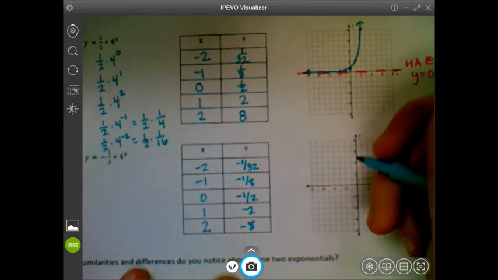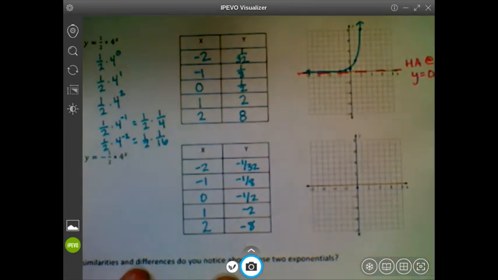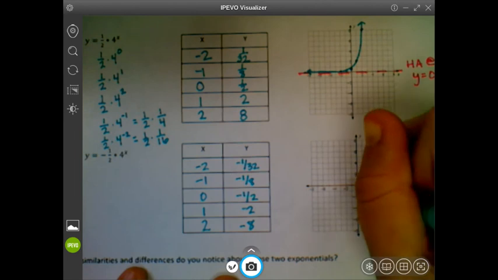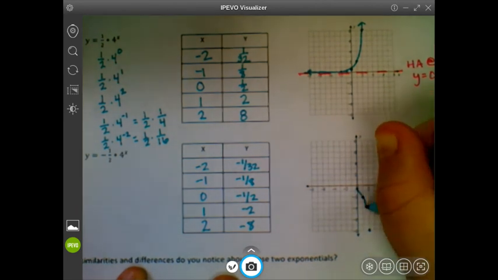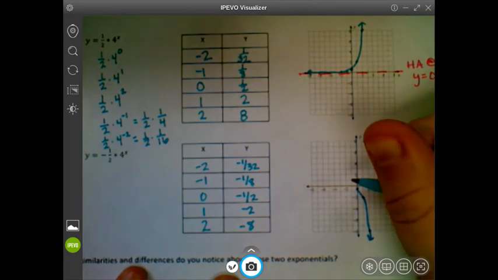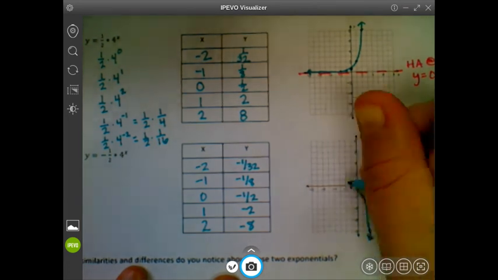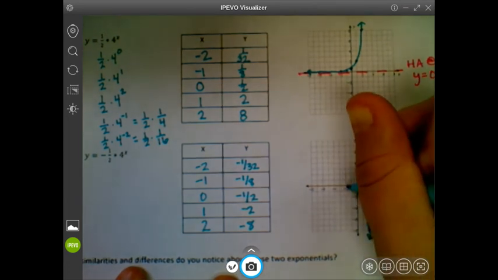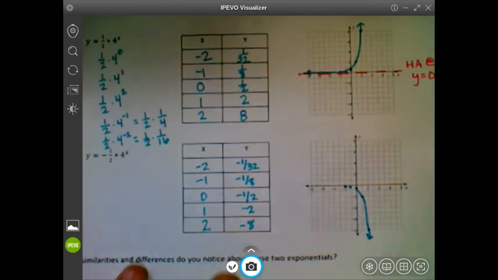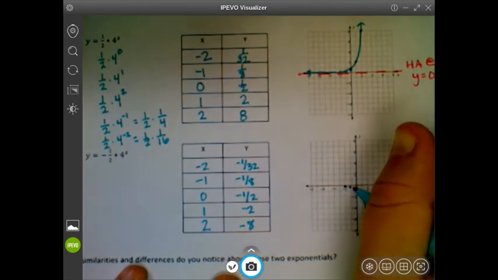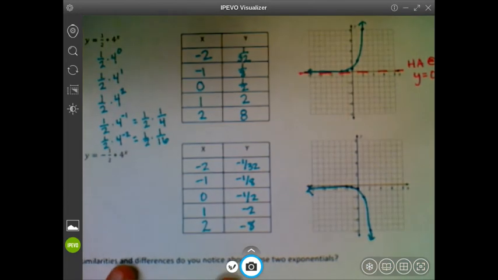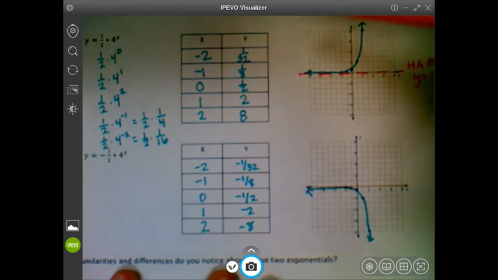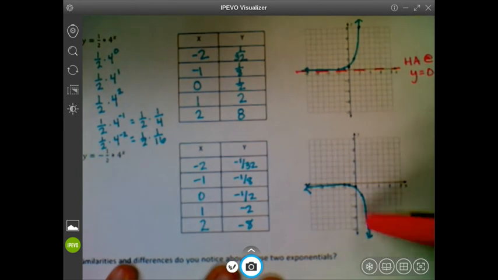So I'm going to start here. 0, negative 1/2. 1, negative 2. 2, negative 8. So we can see this side headed this direction. And then negative 1, negative 1/8. And then negative 2, negative 1 over 32. So this is going to go this direction. And so the only difference between this graph and this graph was the negative in the front.